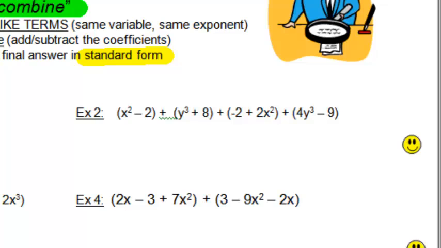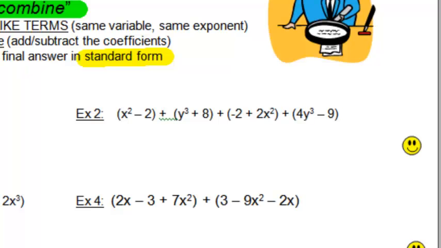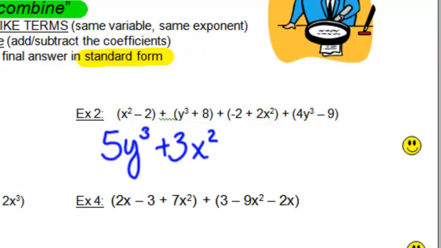Example 2. This one's a little bit more lengthy, so take your time and see what you can do with it. The first thing that we have is a y cubed. I had 1y cubed and 4y cubed, so I got 5y cubed. Then I add to that x squared and a 2x squared, giving me 3x squared. And finally, I had my constants. I combined those, and I ended up with negative 5.